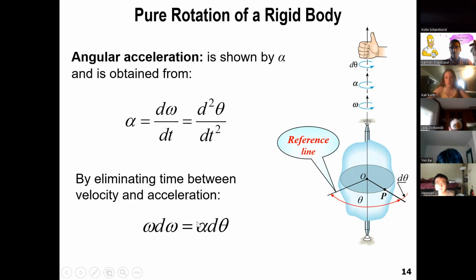So technically, there's an analogy between the three pairs of parameters: S versus theta, V versus omega, and A versus alpha. And we're going to have similar things as we move to the kinetic parts. Okay.